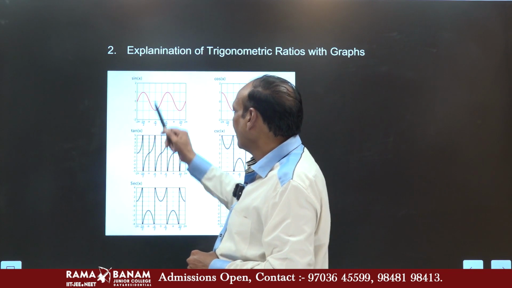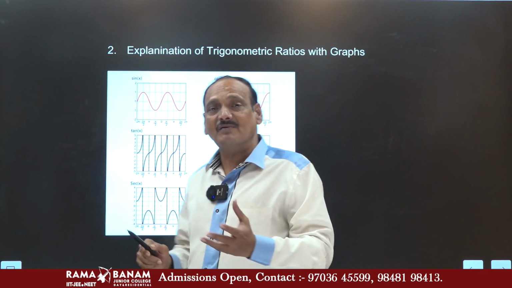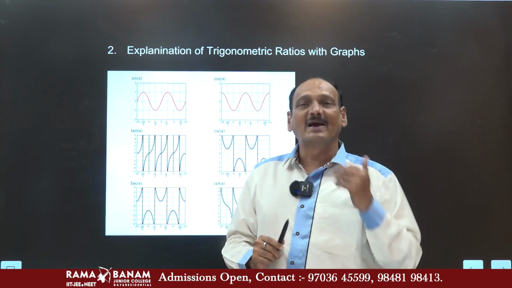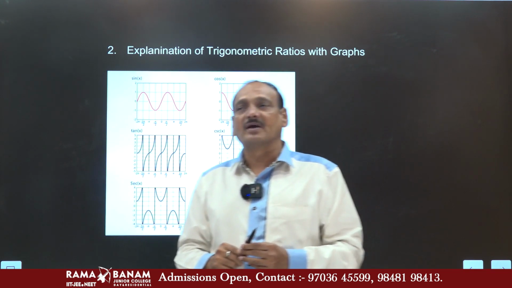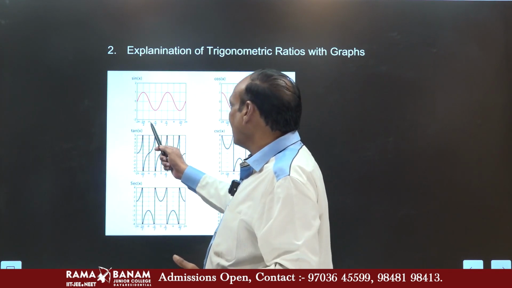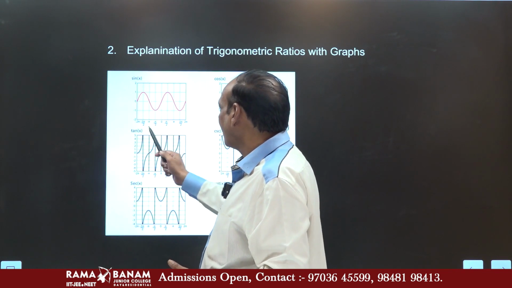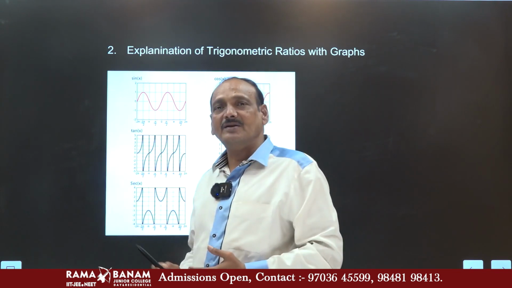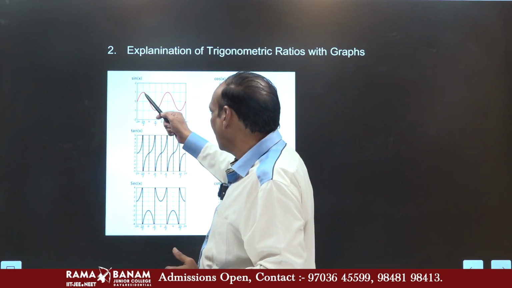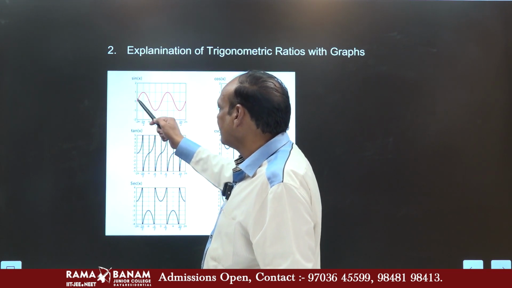So what you observe here at minus pi by 2: sin minus theta is minus sin theta, because sin is an odd function, sin minus x is minus sin x. You know very well that for an odd function, f of minus x is equal to minus f of x. Again sine minus pi is minus sine pi, which is 0. Sine minus 3 pi by 2 is minus sine 3 pi by 2, which is minus of minus 1, that is plus 1. And sine minus 2 pi is 0.